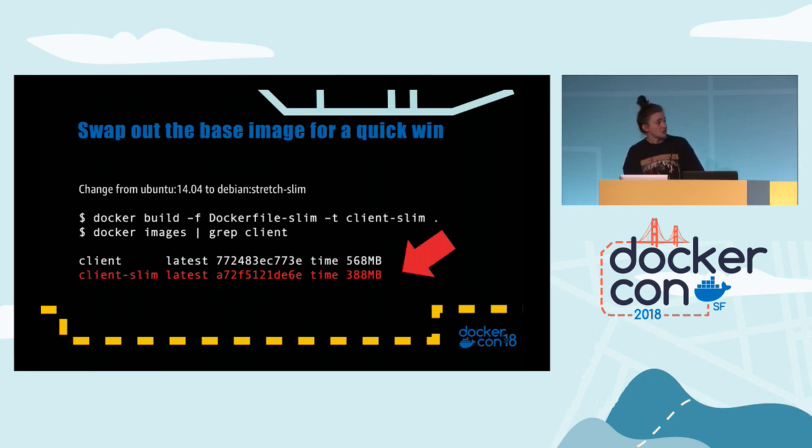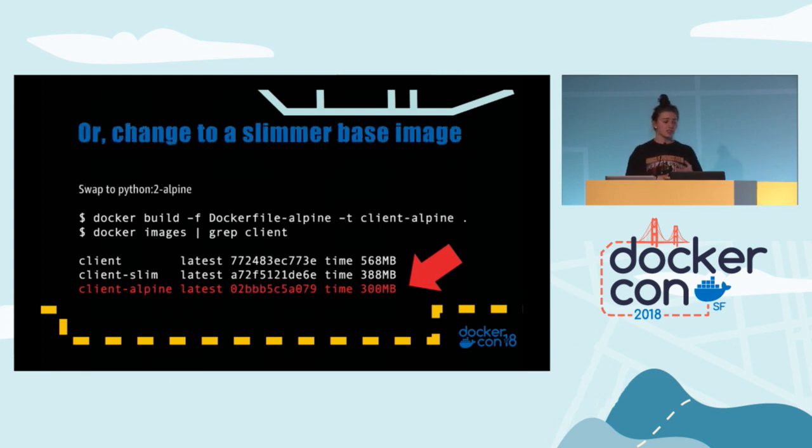First things first, we can swap out the base image. So it's gone from using Ubuntu 14.04 to Debian Stretch Slim. That gets me from 568 megs to 388 megs. Or I can use a slimmer base image, so switching to Python 2 Alpine. That gets me from 388 megs to 300 megs. So pretty significant jumps every time. The base image was probably our biggest win.